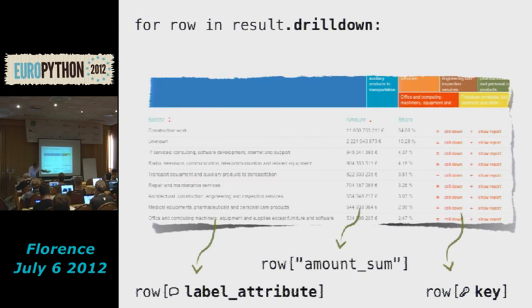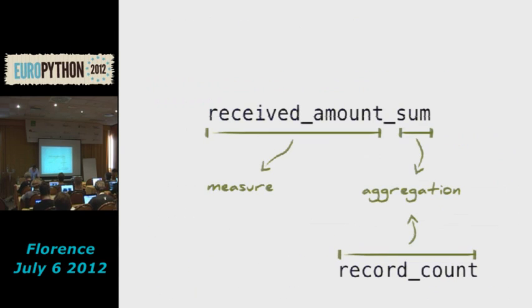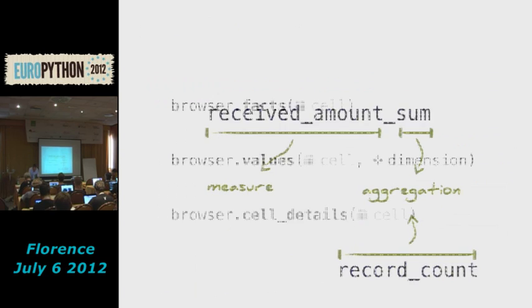I will be talking about how to use the drill down later. Just to show you that the drill down is a list of records, and then you can display it, and here you can see that you can use this metadata about label attribute and key attribute to easily create your report. Naming convention I will be mentioning later.